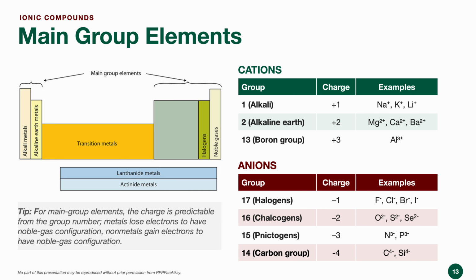Next, group 16 elements form anions with a charge of -2, and that's O2-, S2-, Se2-, and as ions, we will call them oxide, sulfide, and selenide, respectively. Group 15 elements form anions with a charge of -3, and that is nitride and phosphide. And for group 14 elements, they will form anions with a -4 charge. That is the case for carbide and silicide anion.